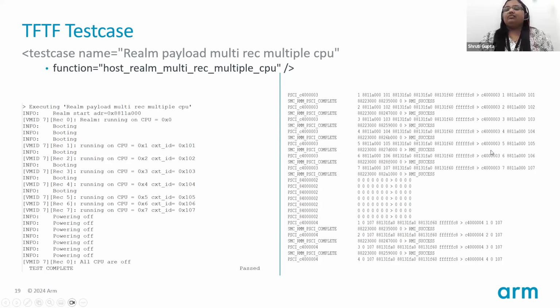And so these are logs from the RMM side. So it says that it has received a CPU on request, and it has received a PSCI complete request. So this is as per the flowchart I described earlier. So we can see TF-TF is exercising all these RMM calls.